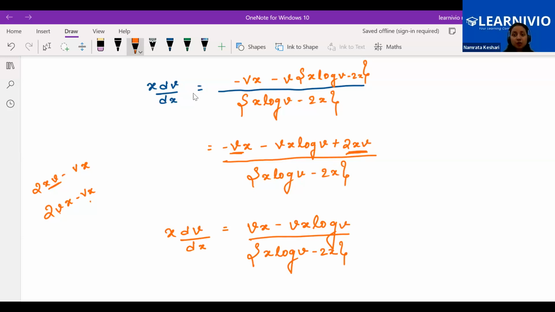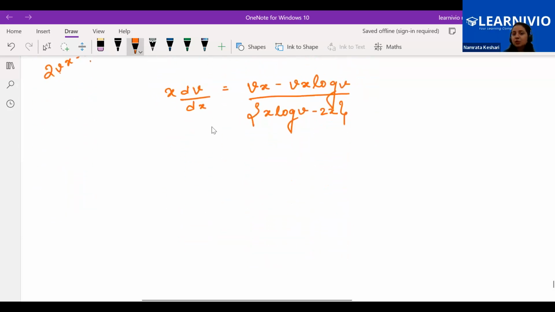Which vx? Now you are saying that we can subtract? No, this is vx and this is vx log v. These two are completely different. We can take out vx common, but we cannot subtract vx. If you have x minus x log 2, is it possible to subtract x and x? No. Never ever will we do that.